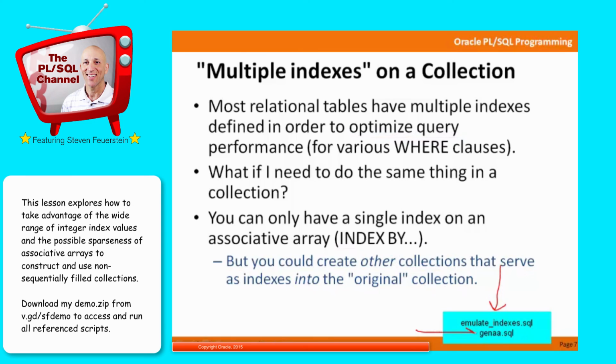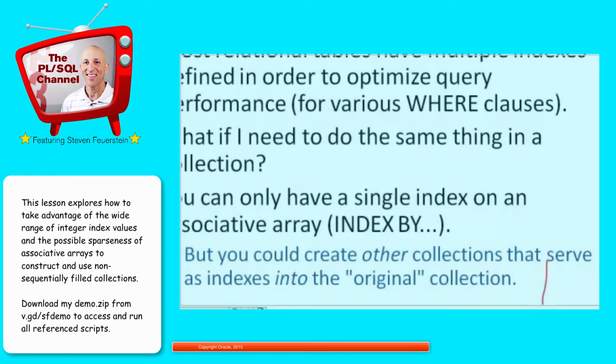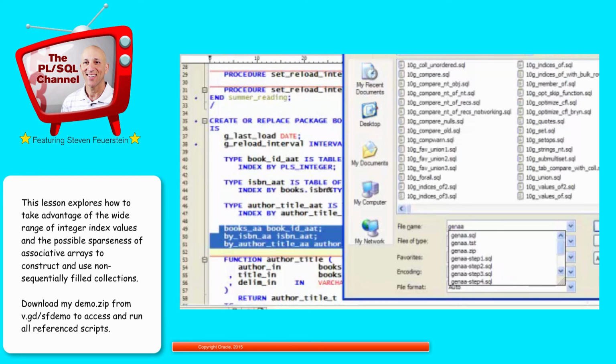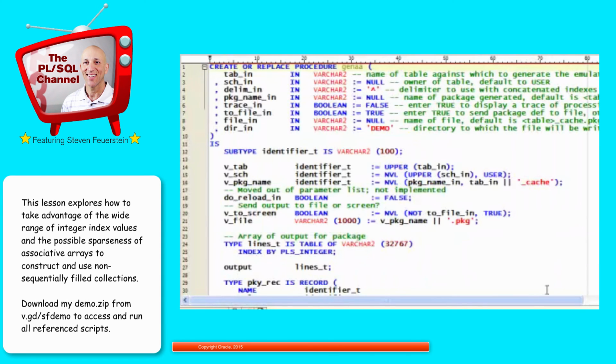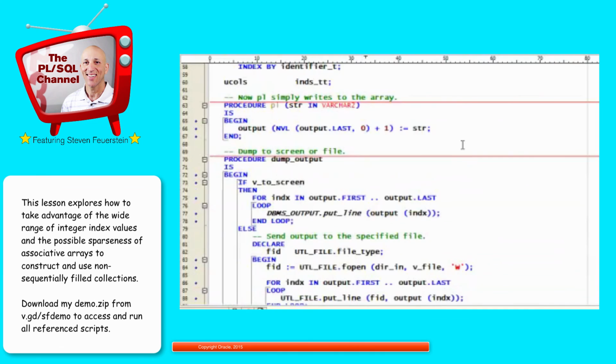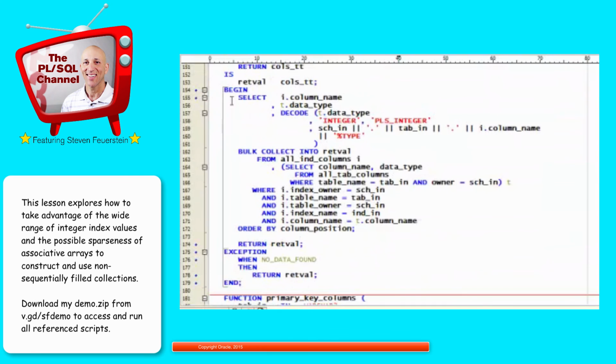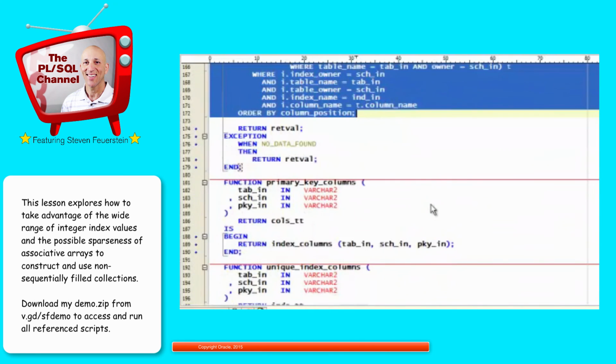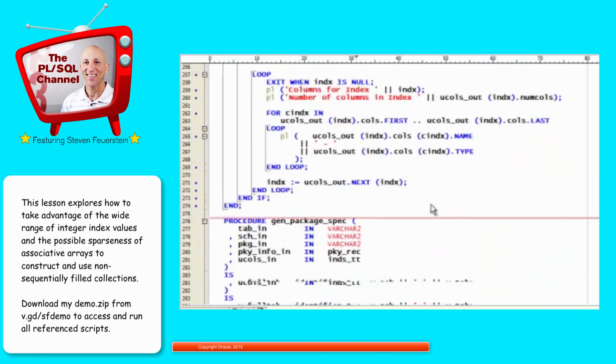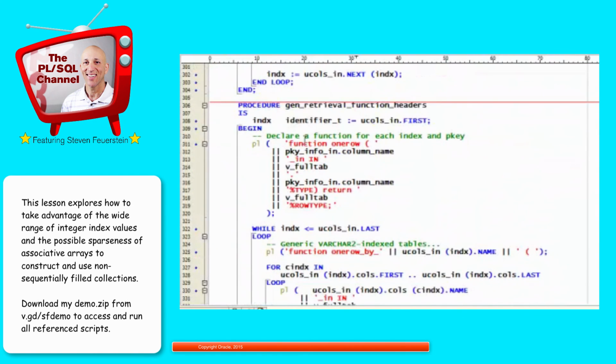Take a look at the GenAA script if you ever want to do something like this. So let's suppose you get excited about this idea. You do want to create multiple indexes in your collection, and you want to create them for every unique index in your relational table. You don't have to write all that code yourself. The GenAA procedure is a program you can use that will generate such a package for you. It's a great example of a code generator. It takes all the information out of the data dictionary for your primary keys and your unique indexes, and it generates a package that creates the functions to retrieve the data, creates the collection types.